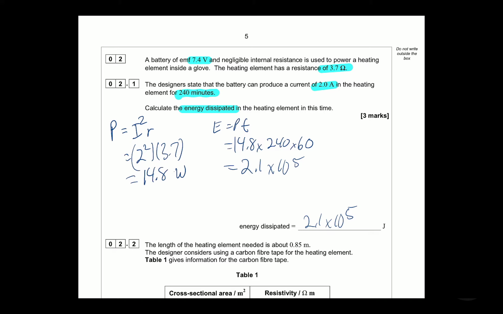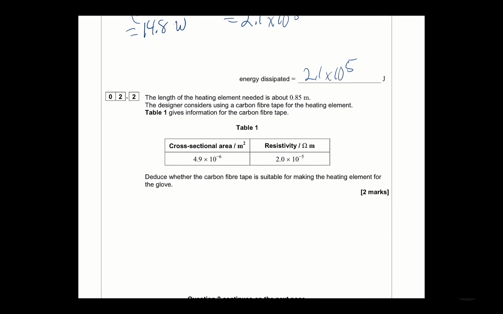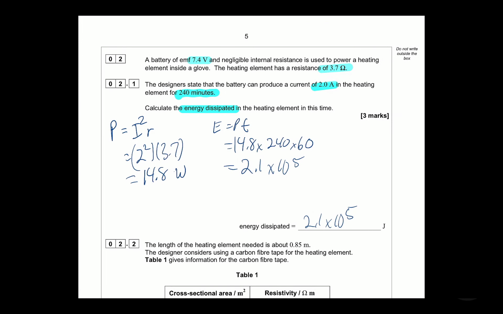So, moving on. Actually, I should say on this one here, it doesn't matter what formula you used. If you use power as I times V, or V squared over R, because it's the only resistor in the circuit, and there's no internal resistance, we could use any one of the formulas that we want. Just I squared R is the one that I'm used to using for this kind of question.